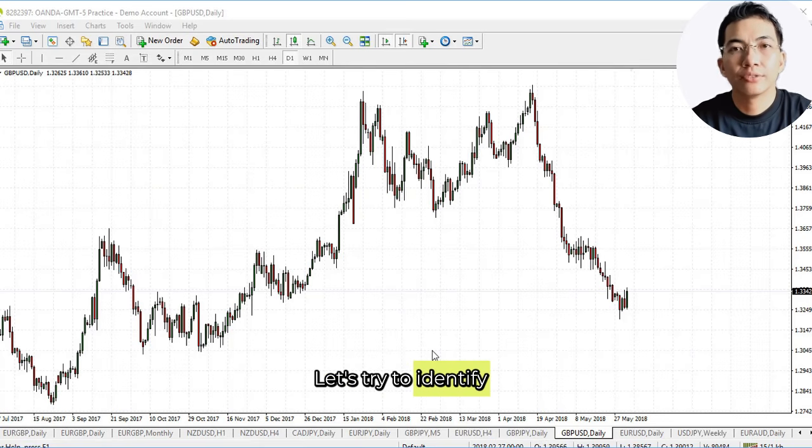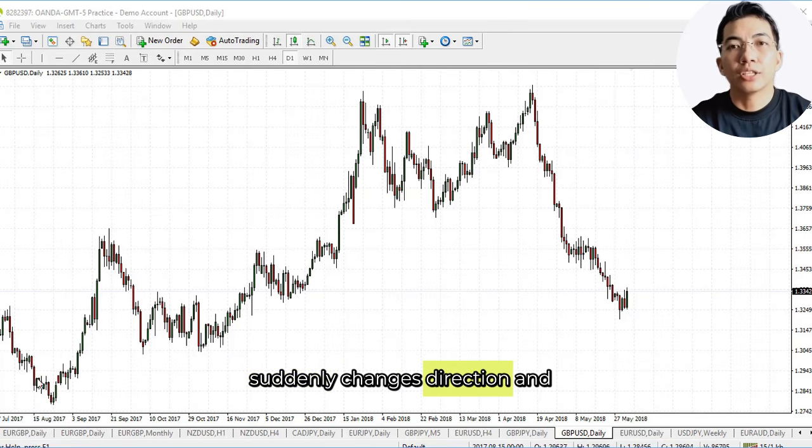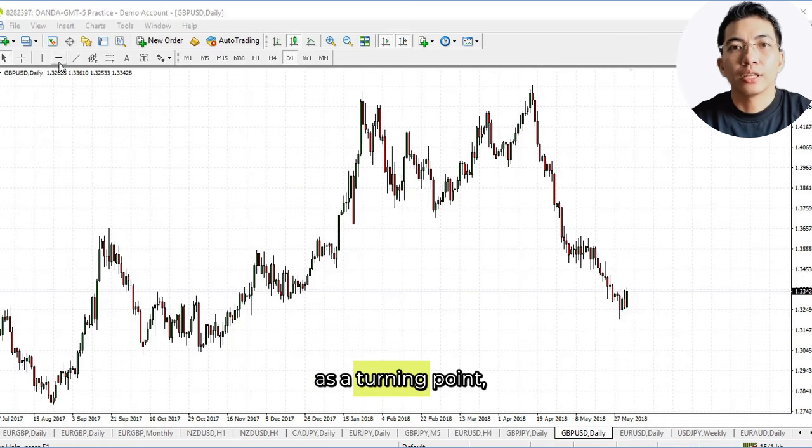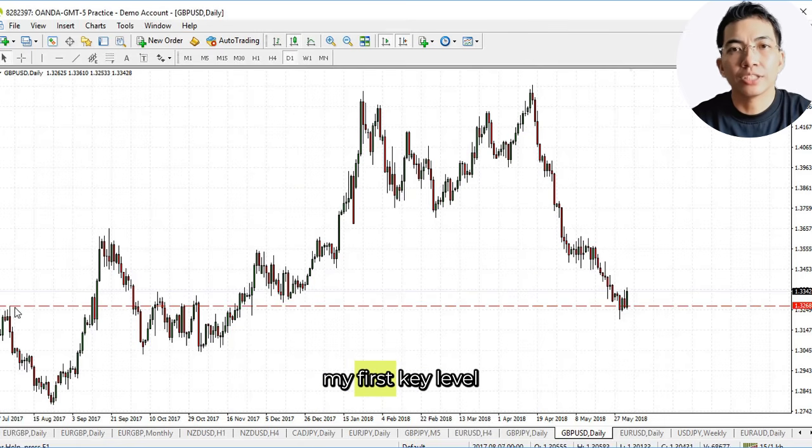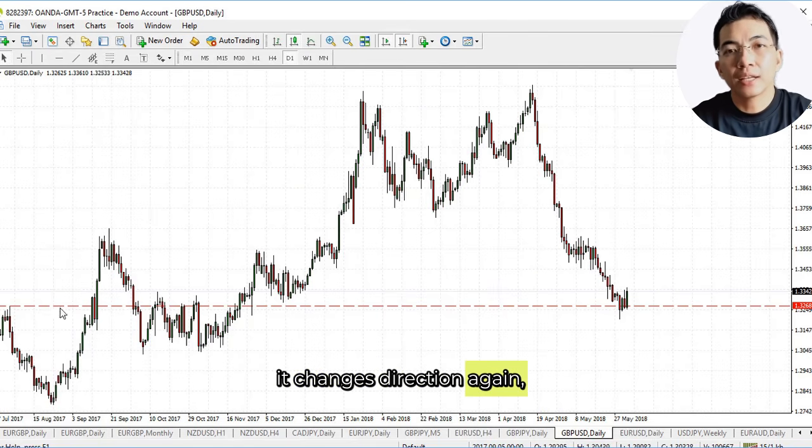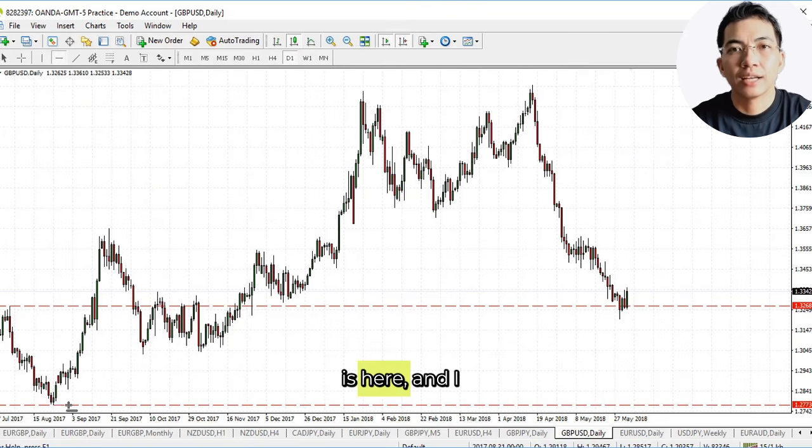Let's try to identify all the swing points and also draw a line that may work as a support or a resistance. Starting from here, you can see that the price was going a bit up and then suddenly changes direction and starts to go down. This can be identified as a turning point, so I can draw my first key level here. Then the price goes down until here and it changes direction again, so another swing point is here and I draw my second horizontal line.